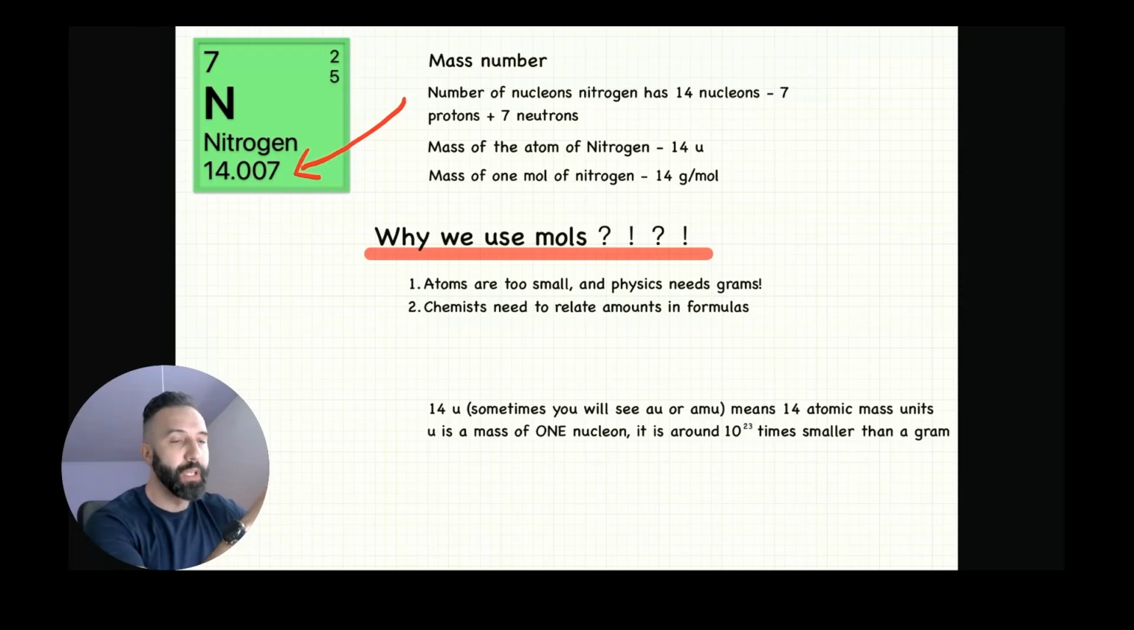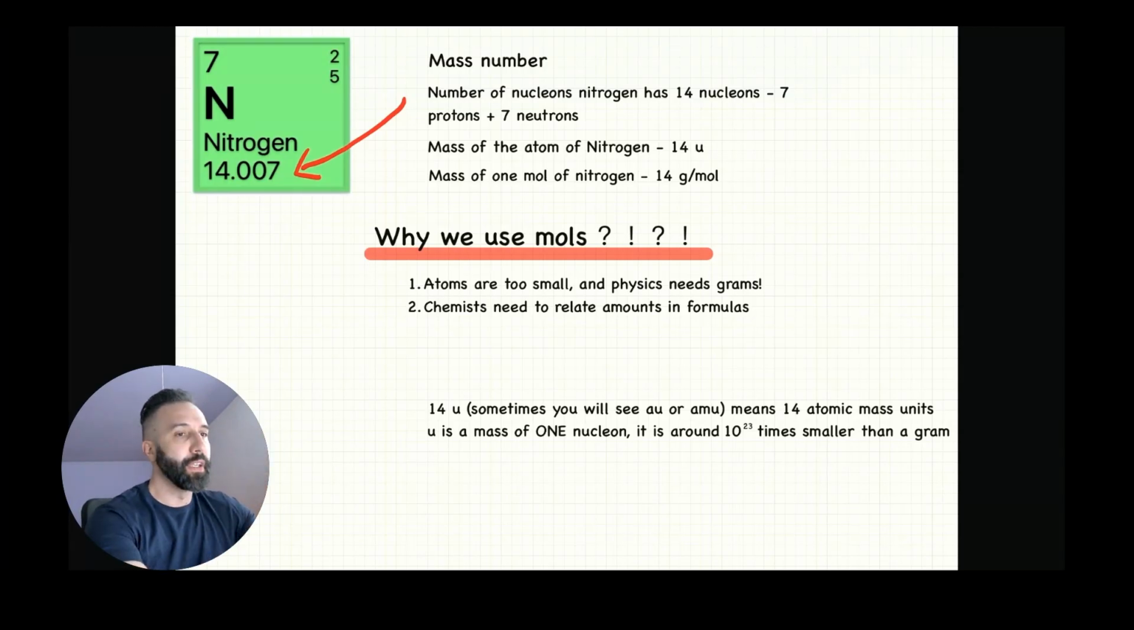A mole is basically connected to mass, and it's connected to number of atoms and molecules, and it's used in many calculations. It's also used in formulas to determine proportions of compounds and elements and how they react. So it's probably one of the most important things in chemistry.